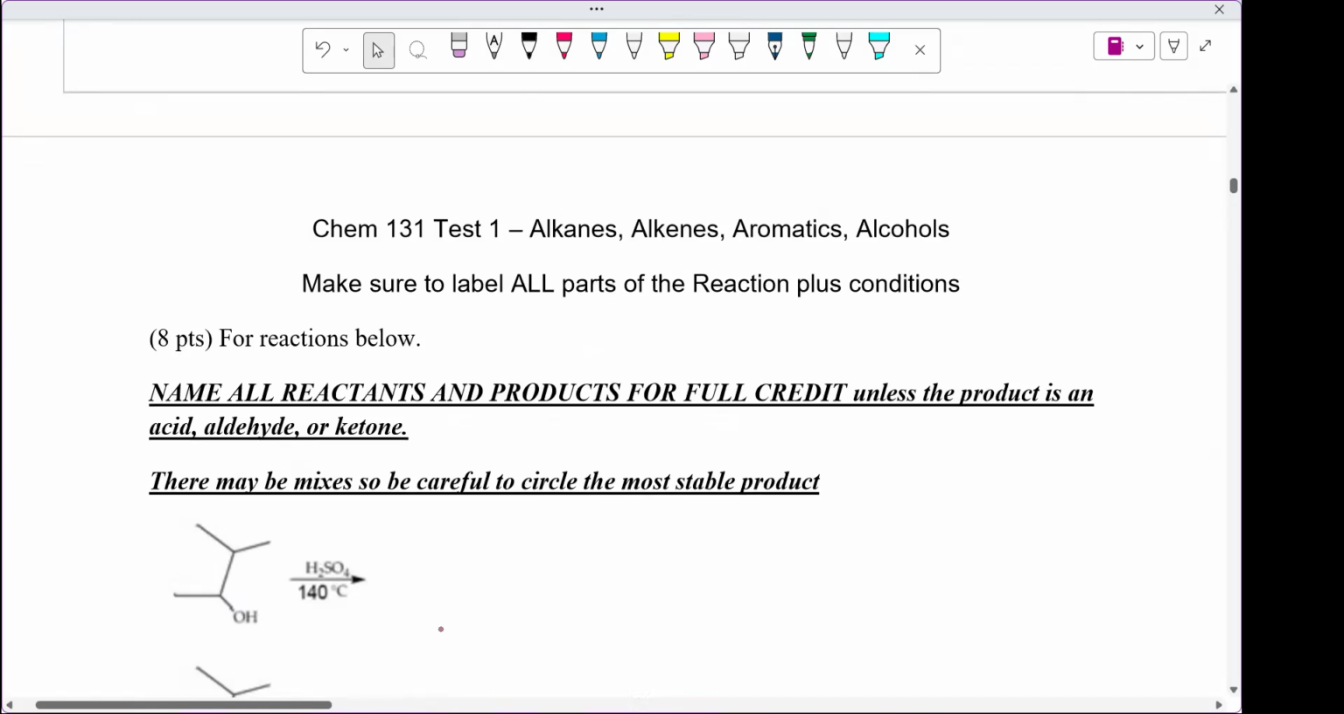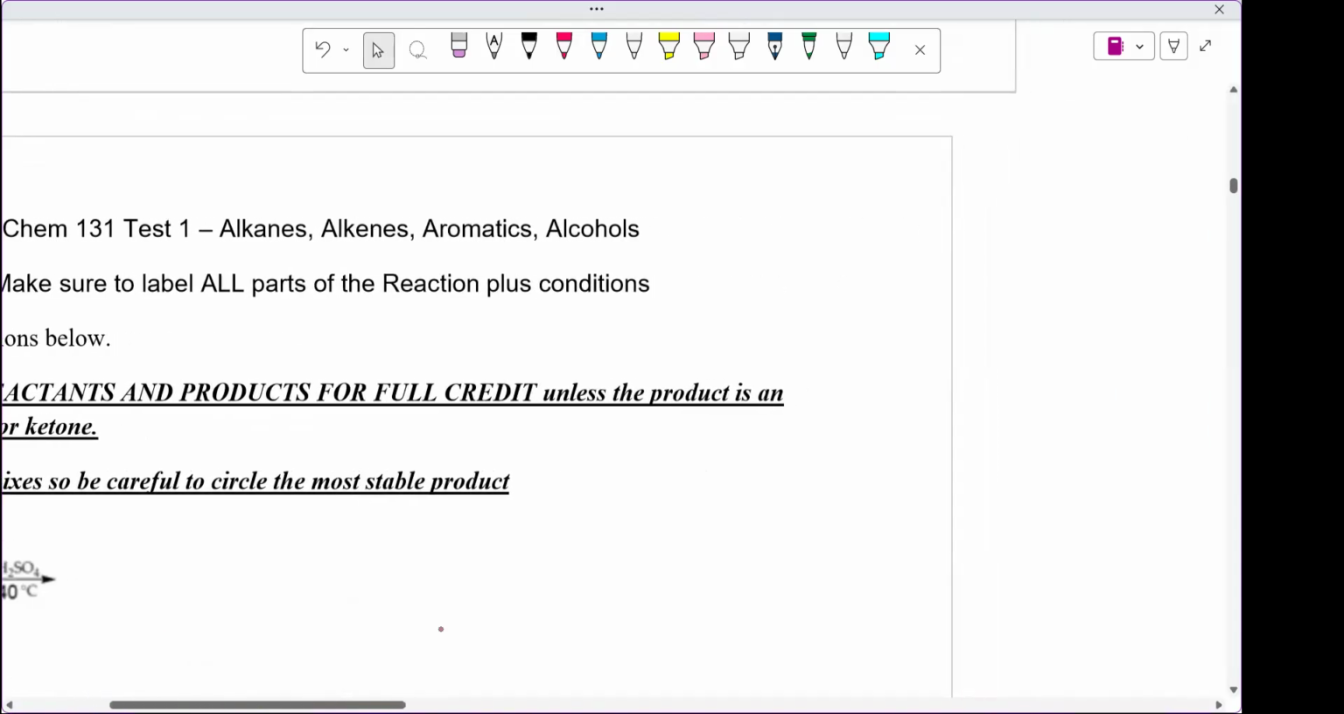Reactions. All right, so whenever we have a reaction, make sure you name everything: products and reactants and conditions. If there's a mixture, circle the most stable one and run the 2 stability tests, Markovnikov, terminal hydrogens, and then symmetry. And I suggest writing an X or check mark for Markovnikov. Okay, so I need to put a flow chart over here.